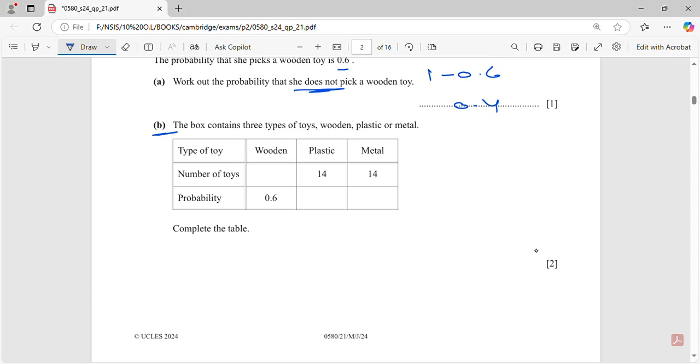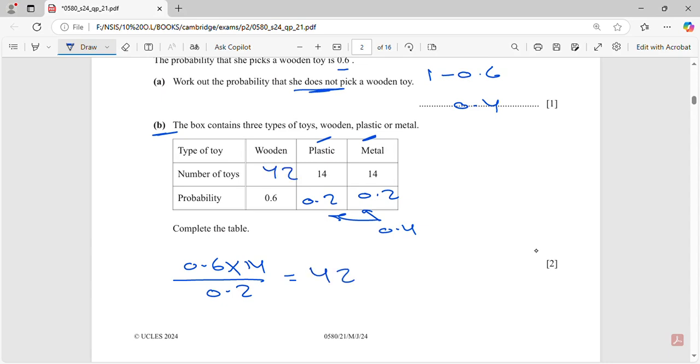The number of toys, as we can note, depends on the probabilities, but I have no idea what the total is. But I can note that the metal and the plastic have the same numbers, so of course they have the same probability. How can I know that they have the same probability? The total probability for them is 0.4, so each will be 0.2. If 0.2 represents 14, how can I find what 0.6 will be equal to? I will use cross multiplication: 0.6 multiplied by 14 divided by 0.2. For this equation, it will be 42, of course, right? Do you understand this part?